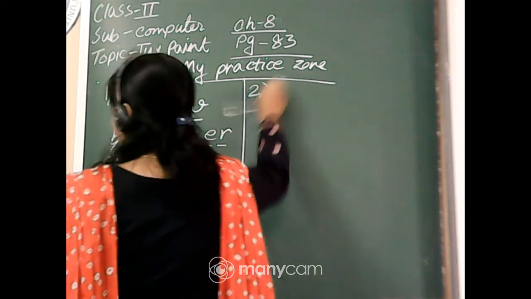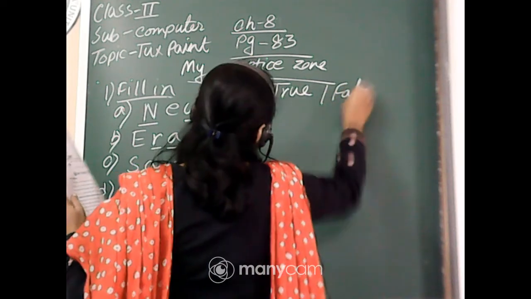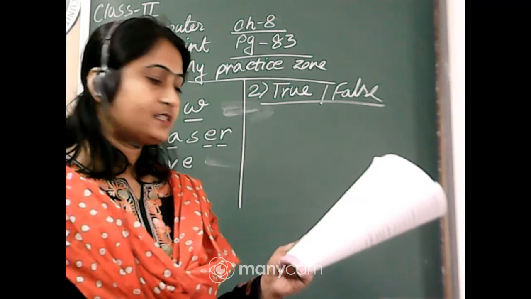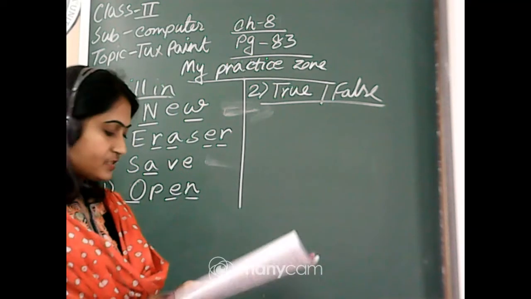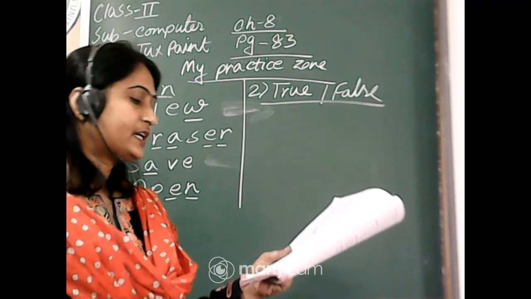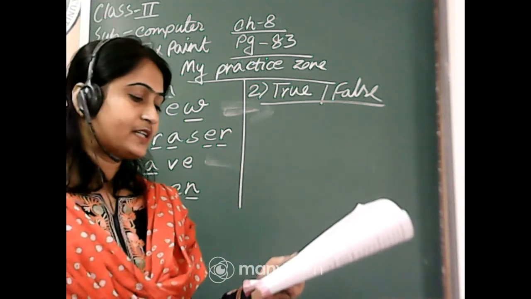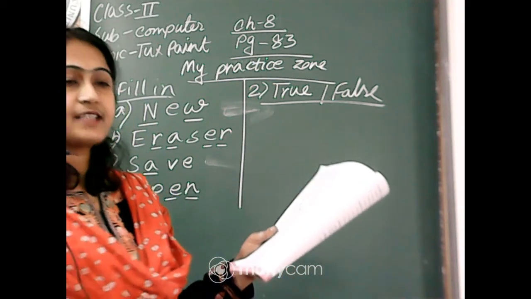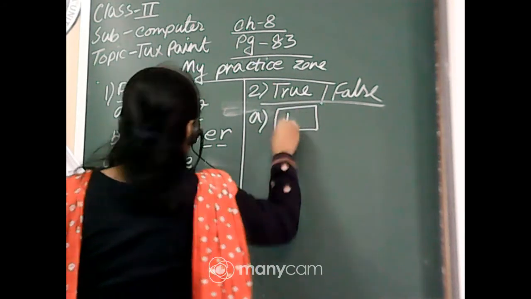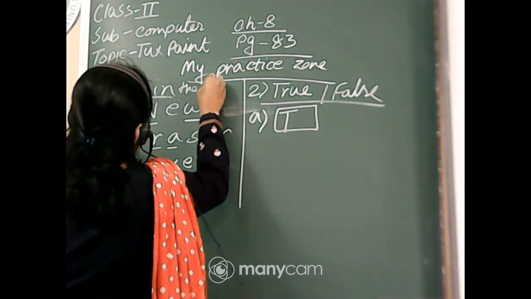Now number 2, true or false. State whether the following statements are true or false. Number A. The stamp tool is used to create stamps of various sizes and shapes. Yes, it is true. Number 2A, you just write in the box T. T for true and F for false.